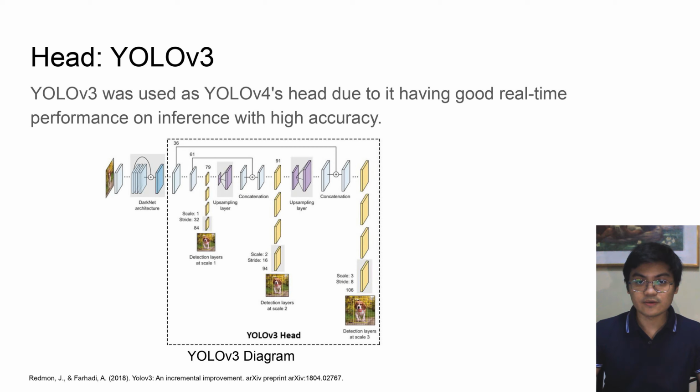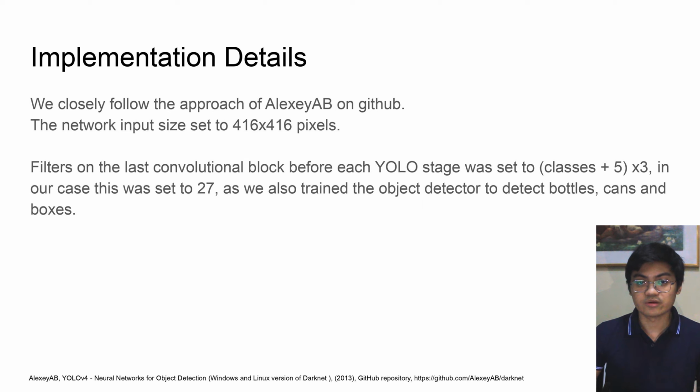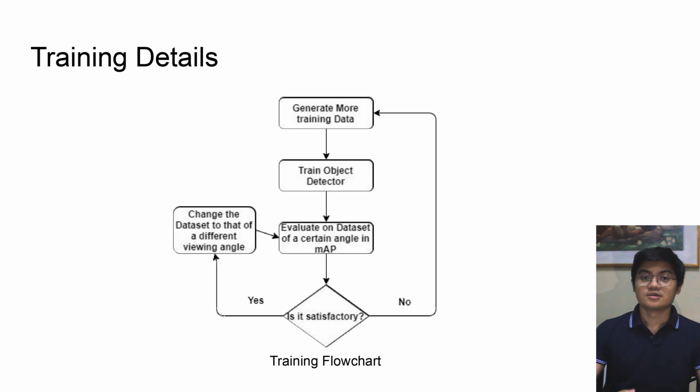YOLO v3 is used as YOLO v4's head because it has good real-time inference performance and high accuracy when compared to modern detectors. In the implementation of our network, we closely follow the approach of AlexeyAB on GitHub. Training the object detector was done incrementally using a train then evaluate methodology.